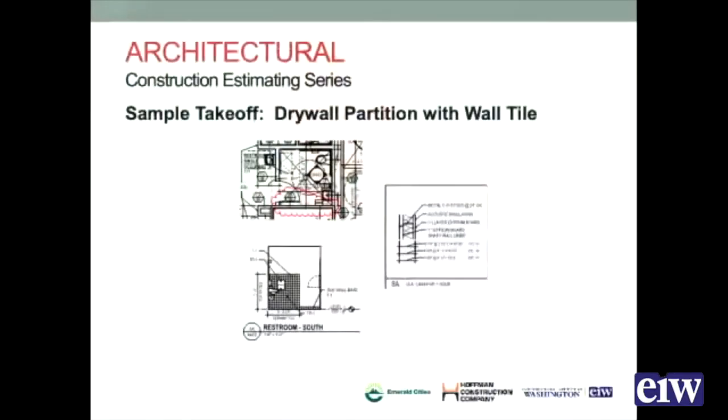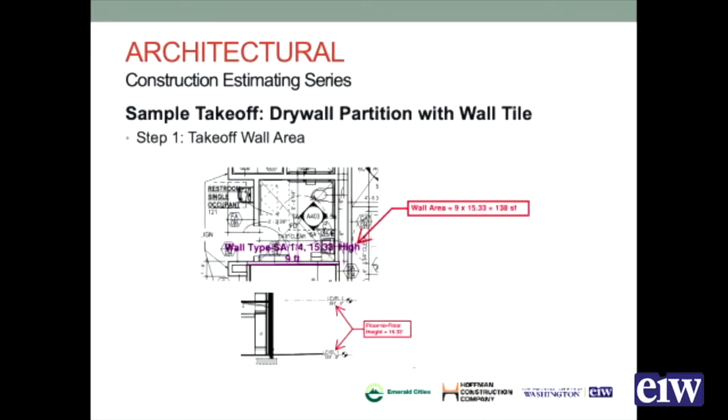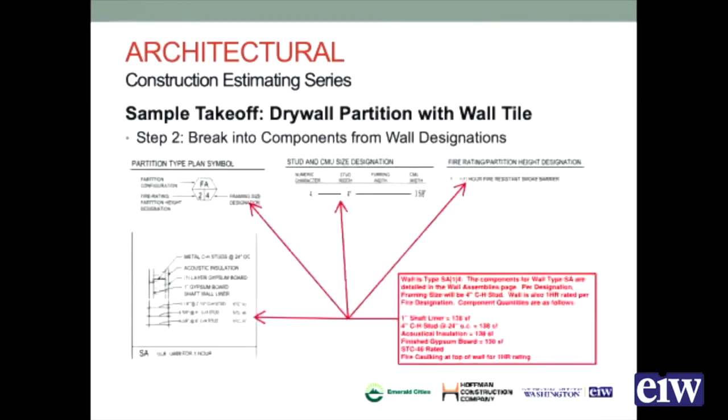We're just going to look at this wall right here in this bathroom. We've got the elevation here. We've got the wall assembly there. It's a wall type SA14 for this project. And so the first thing we need to do is to take off the area of the wall. So we've gone through our Bluebeam. It's 9 lineal feet of wall. The floor to floor height here is 15 feet 4 inches. So that gets us 138 square feet. That's our base number that we need.